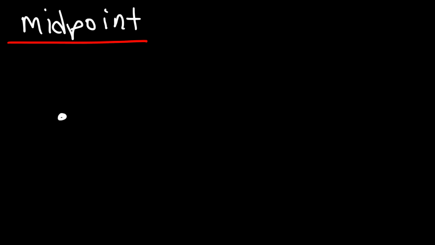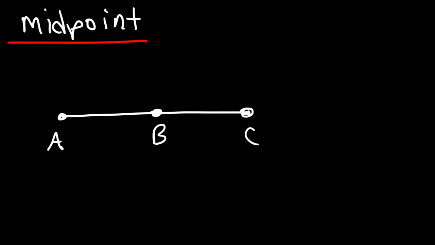Now let's move on to the midpoint. What is a midpoint? Well, if you look at the word, it sounds like the point in the middle. And you wouldn't be incorrect by saying that. So let's say if we have a segment, we'll call it segment AC. And let's say B is the midpoint. So what does that mean? That means that B is right in the middle of segment AC.